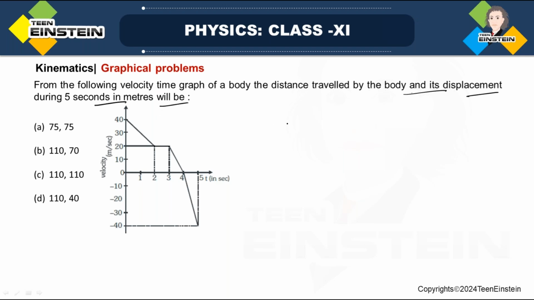So as we know, distance will be like geometry region. So the distance will be actually area under the curve. Distance or displacement, both cases. Area under the curve. Sorry, vertical.